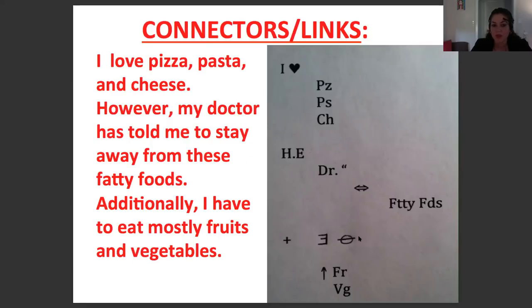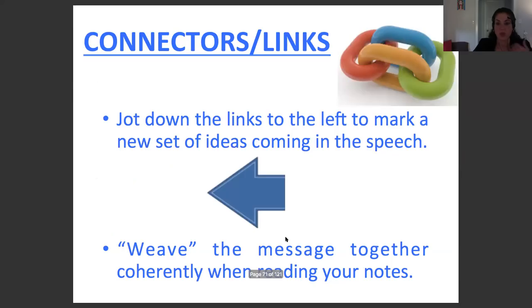However, I have to eat, this is my lips, this is my Picasso version of lips. Mostly fruits and vegetables. So again, the two links, the two connectors here were "however" and "additionally", and we jotted them out to the left to make sure that we knew that we were weaving in a new idea together. So to sum it up, connectors and links are things that you jot down to the left to mark the fact that a new idea is coming out in the speech. And then when you read it together, you can weave it together coherently, okay?